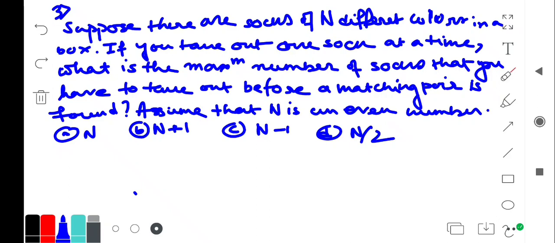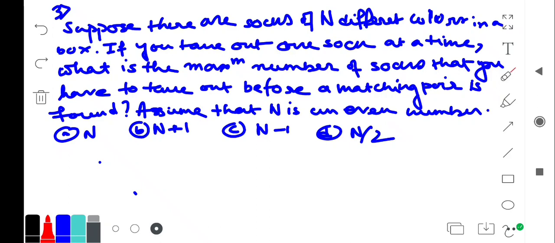Okay, so there are socks of n defined colors in a box. If you take out one sock at a time, what is the maximum number of socks that you have to take out before a matching pair is found? So suppose n types of socks are there in the box, you have to take one sock at a time, and you need to find the maximum number of socks that you have to take out before a matching pair is found, and we have to assume that n is the even number.